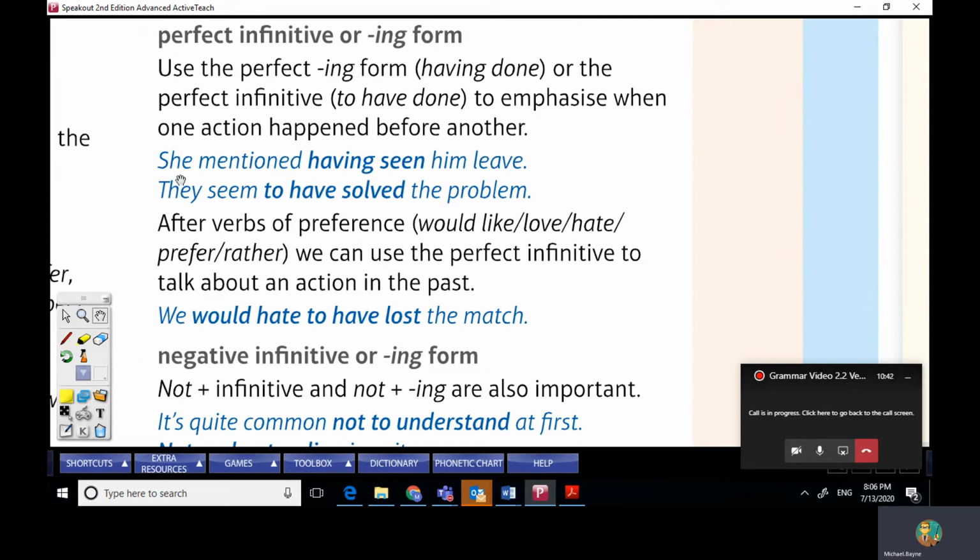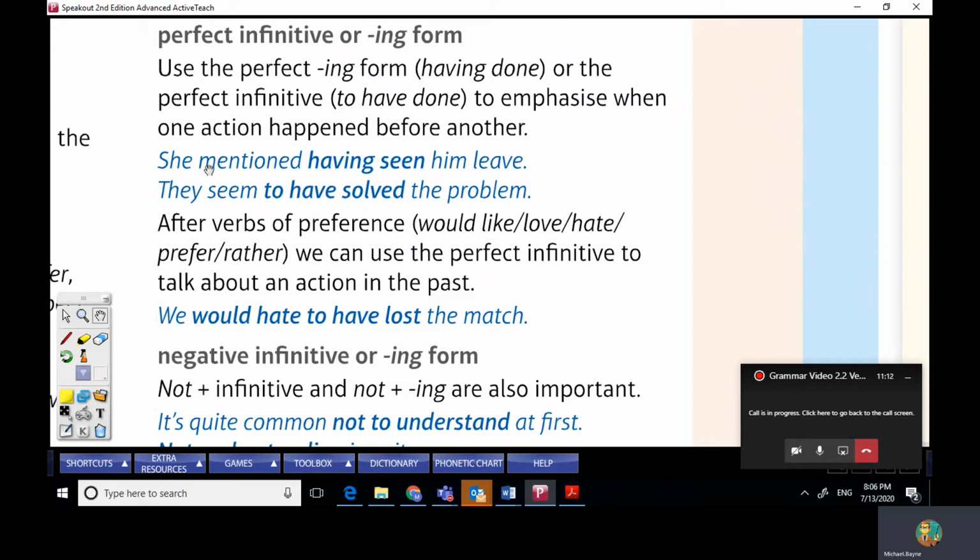So she mentioned having seen him leave. So we know after mention, we use ing. And then when we put it in this perfect form, it automatically tells the listener that he left before she mentioned it, which seems obvious anyway. She mentioned having seen him leave. They seem to have solved the problem. So that means that they solved the problem before now, basically.